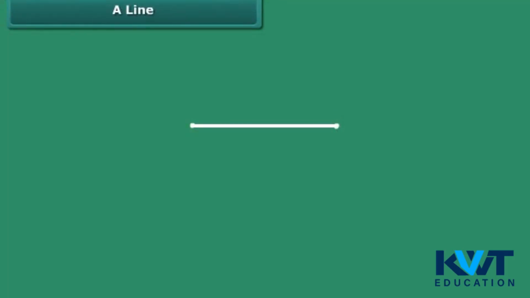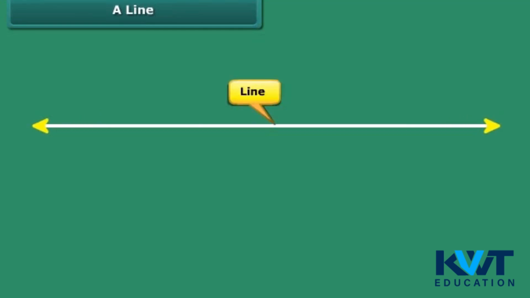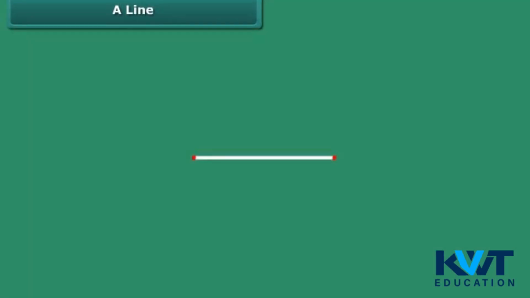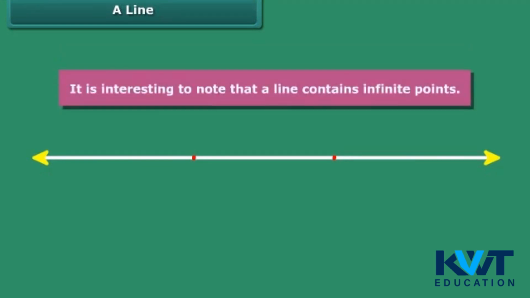When the end points of a line segment are extended in both directions without any limit, it becomes a line. To represent a line on paper, we put arrows at both sides of the line segment. You can represent a line by drawing a line over the 2 points representing it, for example, AB. Frequently, a line is also given by single letters L, M, N, etc. We can represent a line or line segment by 2 points. It is interesting to note that a line contains infinite points.